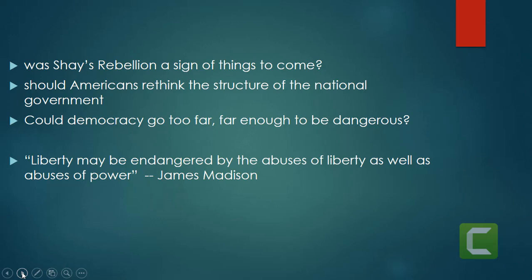So very, very different responses to Shays' Rebellion, but enough people are now concerned about this instability coming out of the Articles of Confederation that they decide the time has come to actually do some rethinking about the national government in particular and how it functioned.